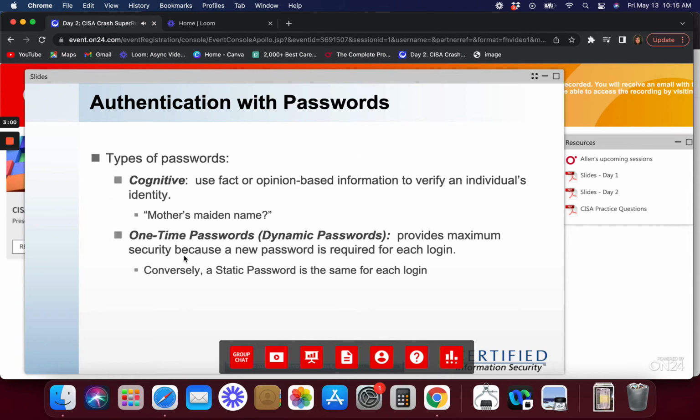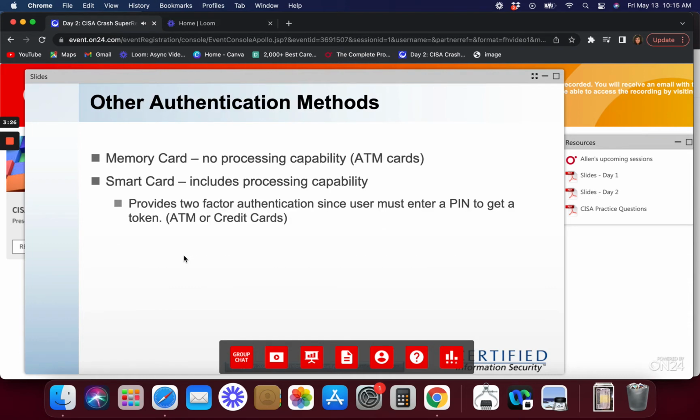Authentication with passwords, you can have cognitive passwords, which are fact or opinion-based information. What is your mother's maiden name, for example? We have what we call one-time passwords or dynamic passwords, such as those codes that are being sent to your phone that prove you have possession of that phone. So one-time passwords, those codes should change for every login. They're dynamic. Other authentication methods could be memory cards, smart cards.